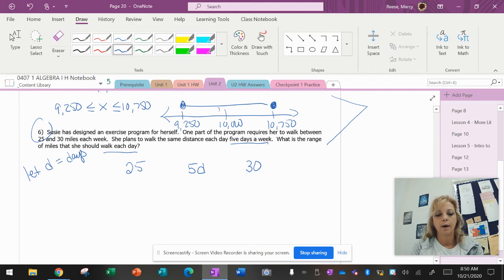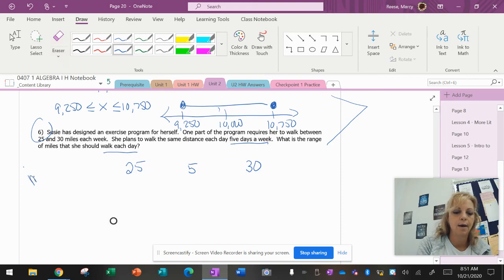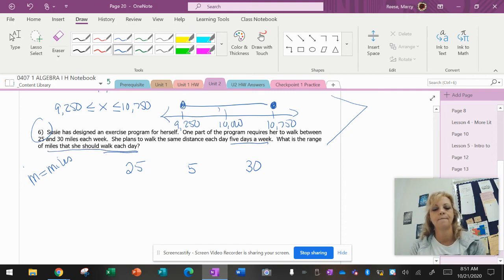So the 5, oh, you know what? We should have said this. Not D for days, my bad, it's M for the miles. The miles you should walk each day. Totally my bad. Sorry about that. So the miles that she's going to walk in each day.